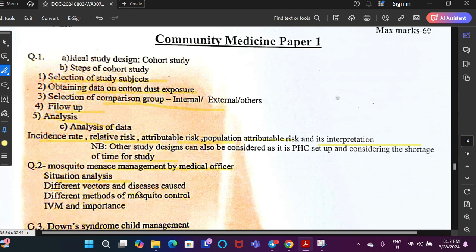Then different vectors and diseases caused. You know the Aedes mosquito, then Culex, they are the vectors which cause the mosquito based diseases. So the different vectors and diseases should be mentioned. Then different methods of mosquito control, for that we can use integrated vector management, IVM, and it's important.